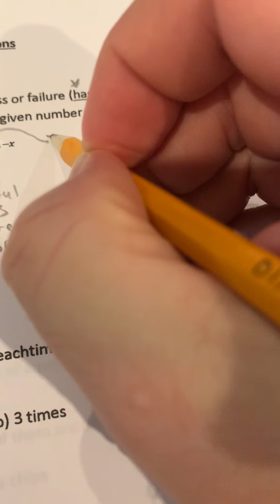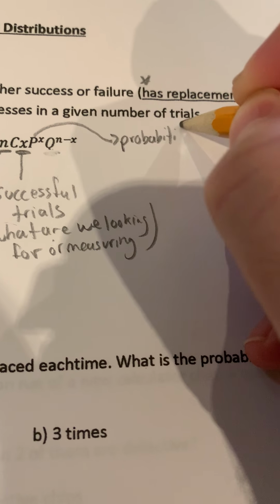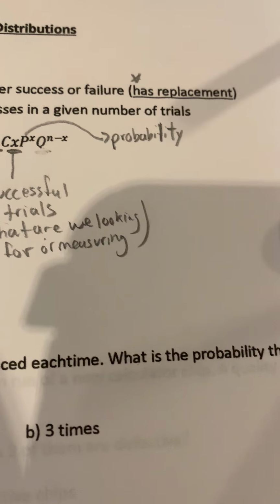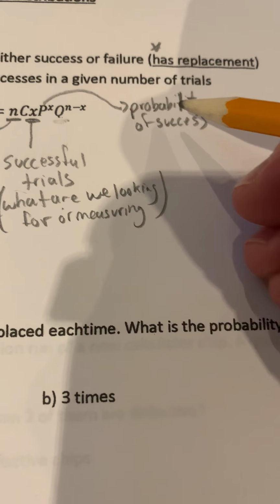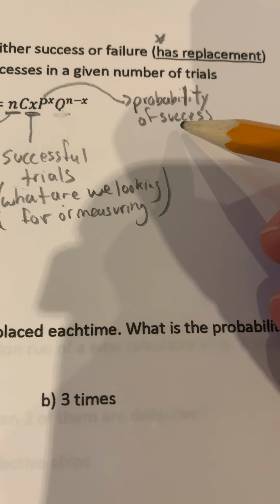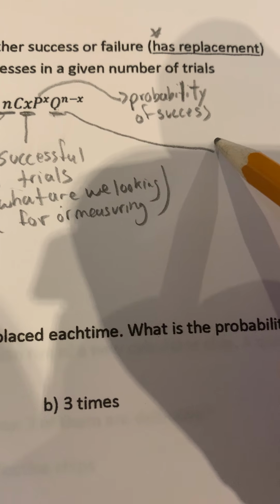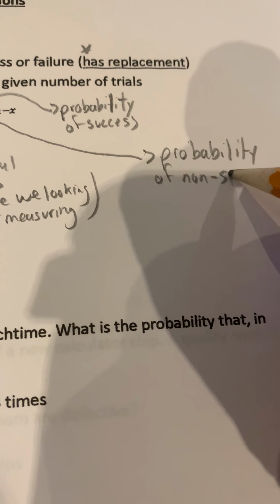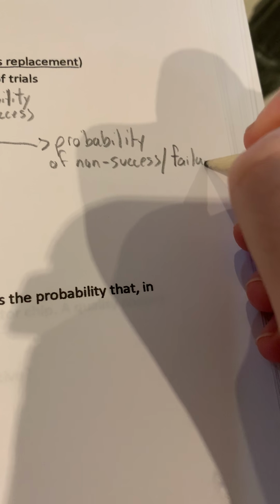Then P is the probability of success. What are we looking at, and what is the probability that it will occur? X is what we're looking at, kind of like the outcomes we did, and P is the probability of those outcomes, specific to the ones we're looking at. Then we have Q, which is the probability of failure or non-success.